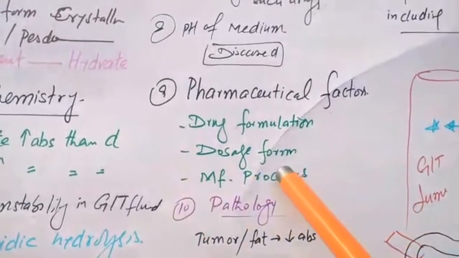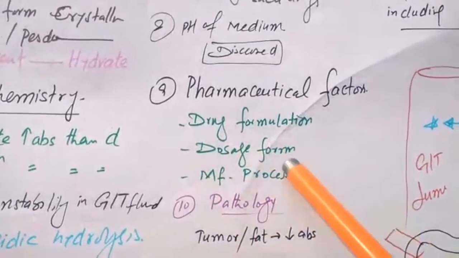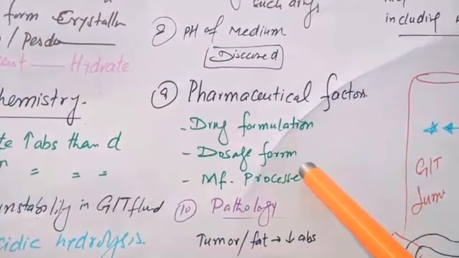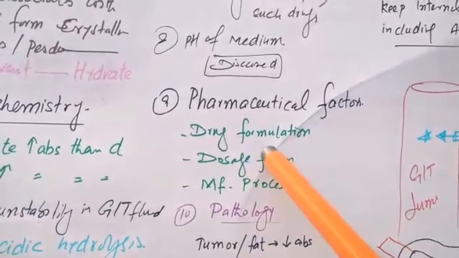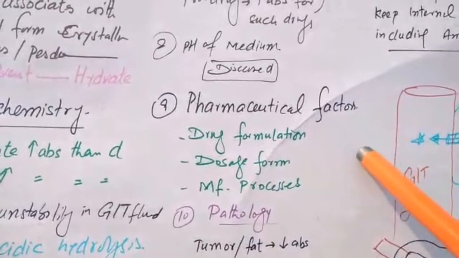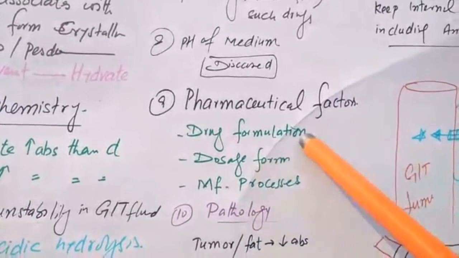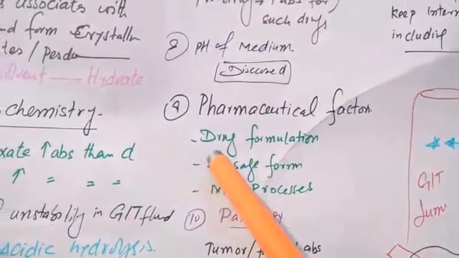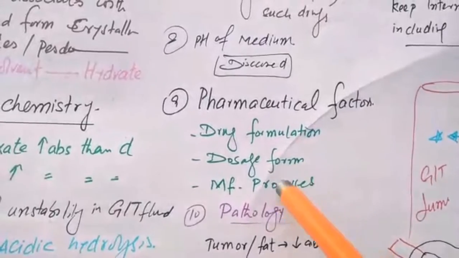Dosage form also is one of the factor for absorption. For example, the highest absorption is syrup, and the lowest absorption is tablet form, and so on. And in between is intermediate. Dosage form also responsible for drug absorption.